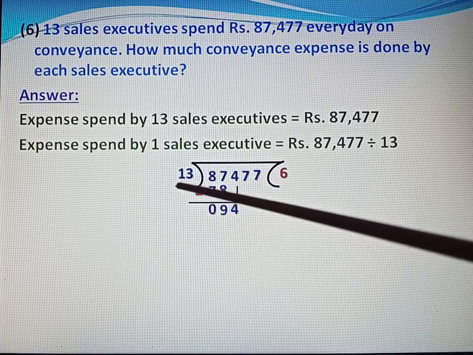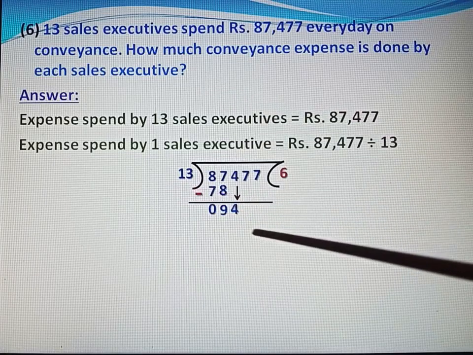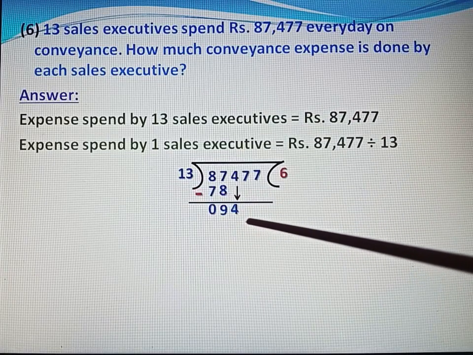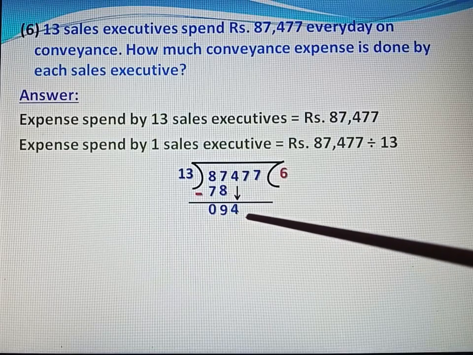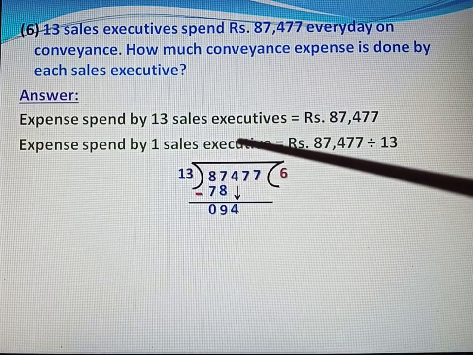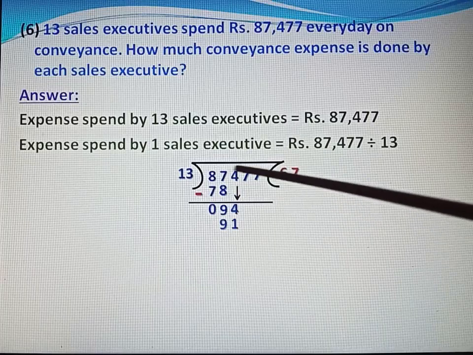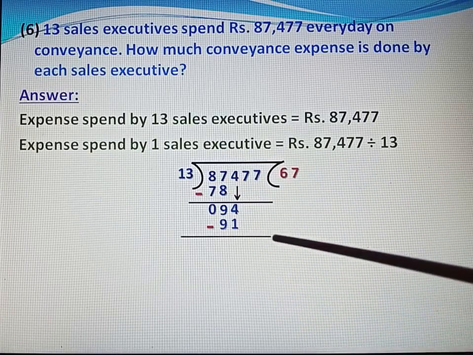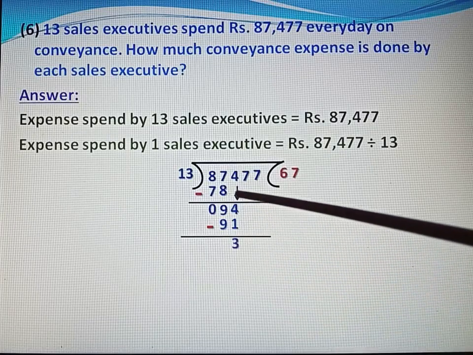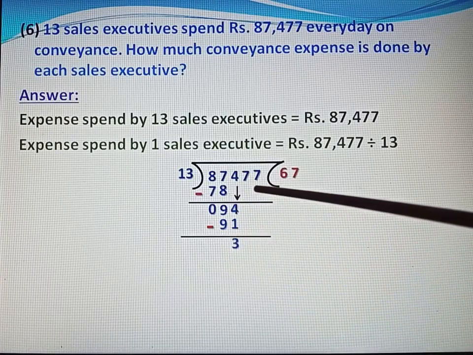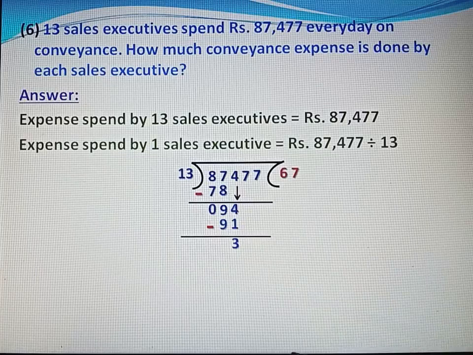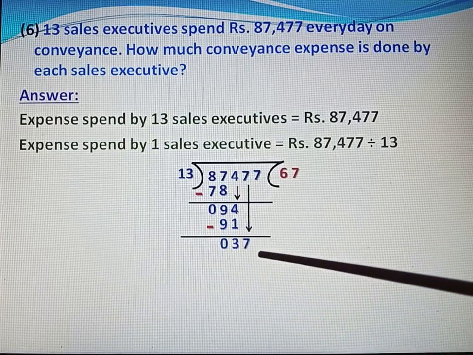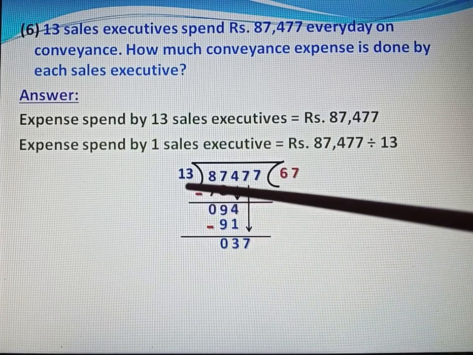Now again we will multiply 13 by that number so that it is equal to 94 or less than 94. It should not be greater than 94. So we will multiply 13 by 7. 13 multiplied by 7 equals 91. And then we will do subtraction. See, 4 minus 1 is 3, 9 minus 9 is 0. And then we will take the next number, that is 7. Right here 7. The number formed is 37.